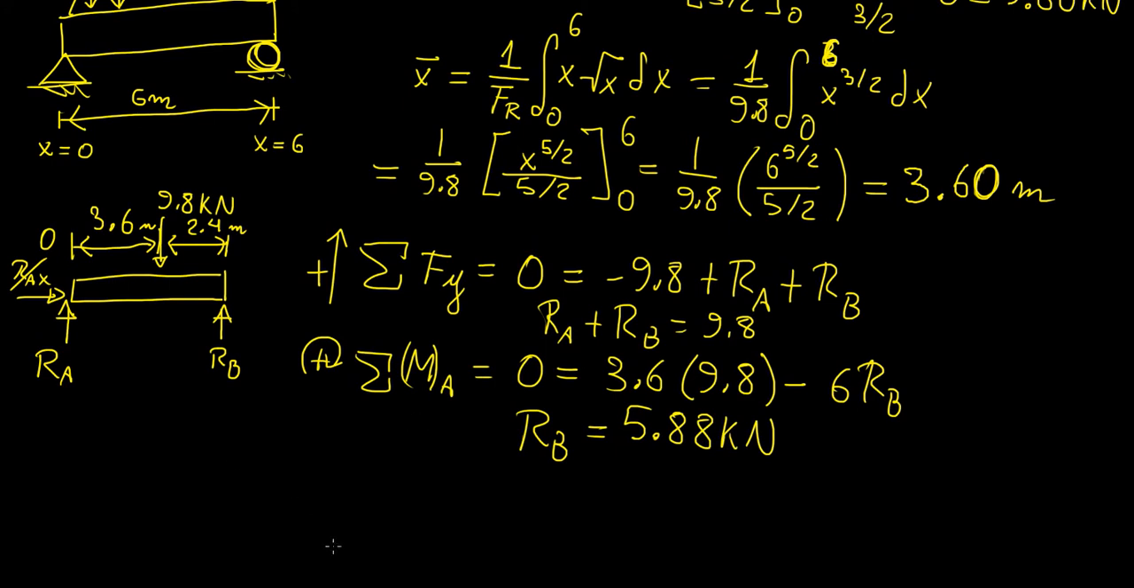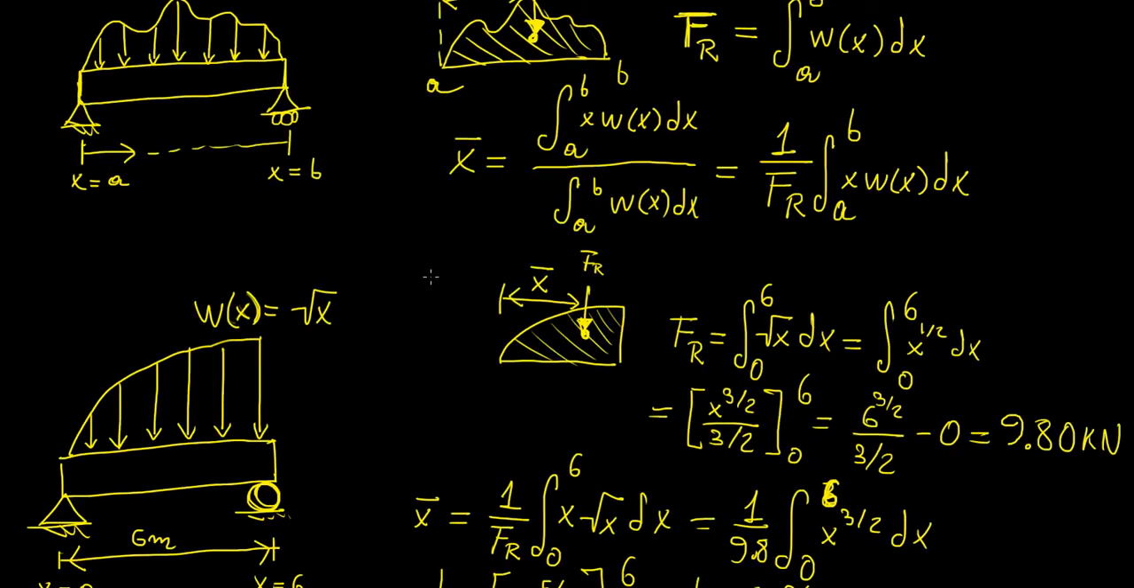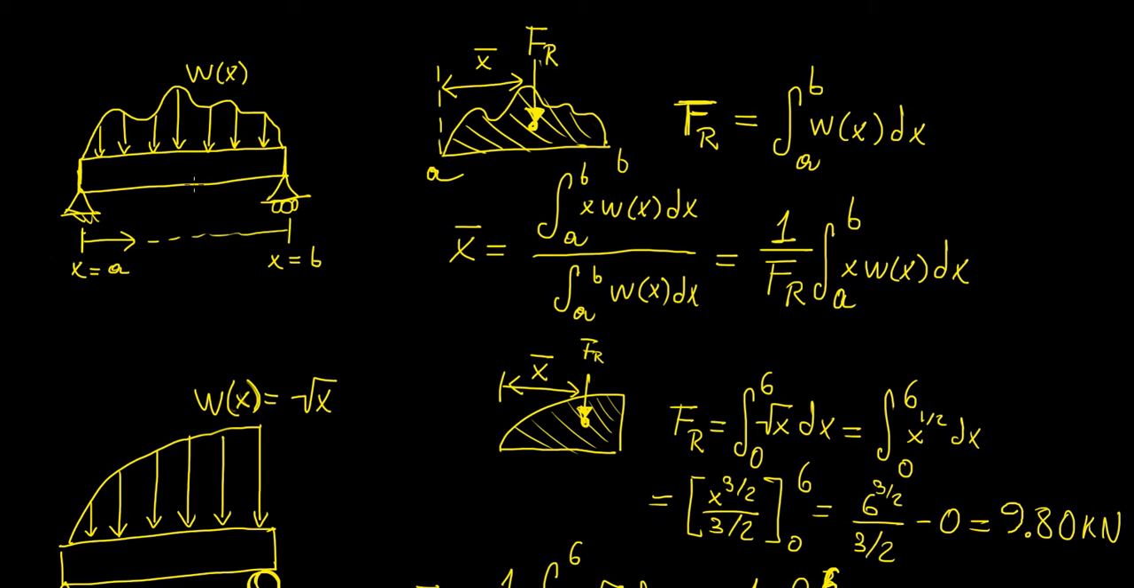And that means RA is 9.8 minus this, which is 3.92 kilonewtons. This makes sense because we know there's more load on the right-hand side, so the reaction at B should be higher than the reaction at A. But in this case it's not as obvious as in the case of the triangular load, where we had 1/3 and 2/3 respectively. Here there's a different distribution due to the shape of this distributed load. In the next video, we're going to apply this concept even further by looking at more composite structures.